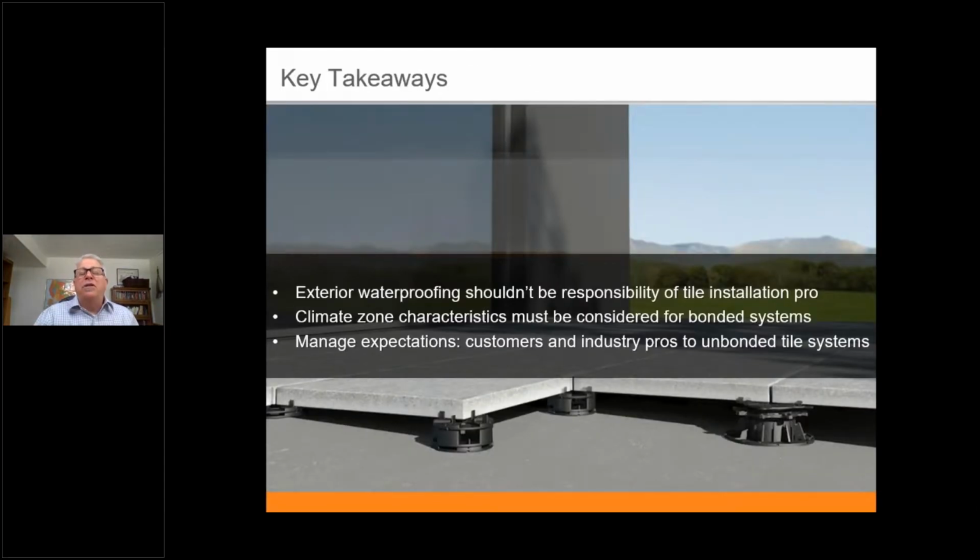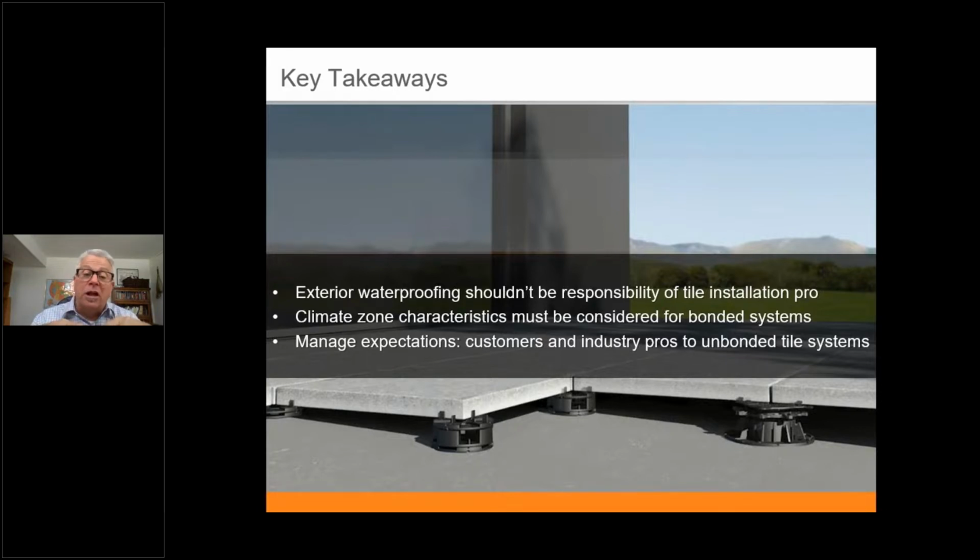So really, the 3 major takeaways from today's discussion would really be, we really shouldn't be putting the tile installer in the role of the roofer. We should get a qualified roofer to play that role with direction from a design professional.